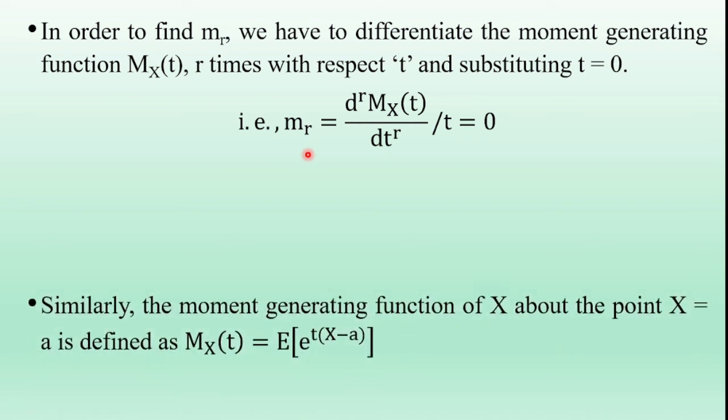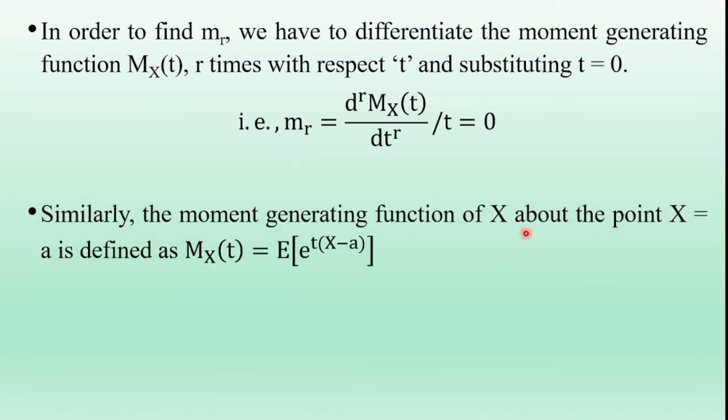Similarly, the moment generating function of a random variable capital X about the point x is equal to a is given by mx of t is equal to, with x is equal to a coming to the LHS side, we have x minus a. So the moment generating function of the random variable about point a is defined as mx of t is equal to expectation of e power t into x minus a.